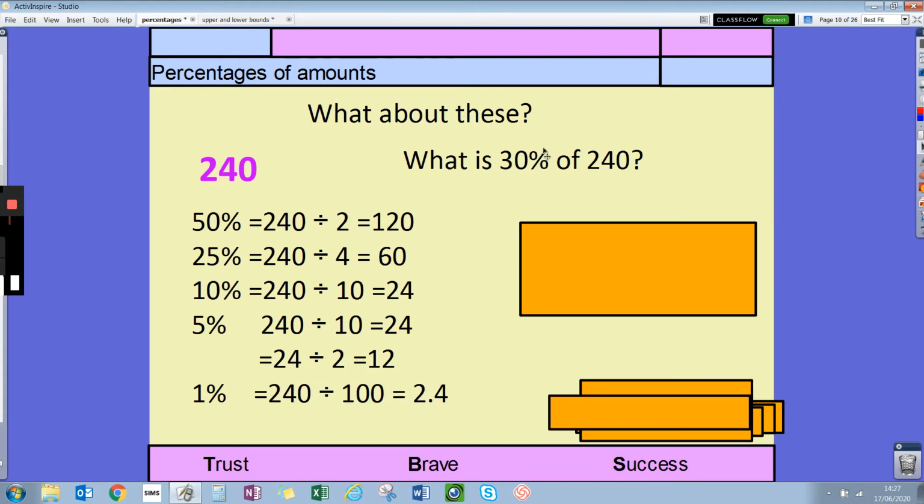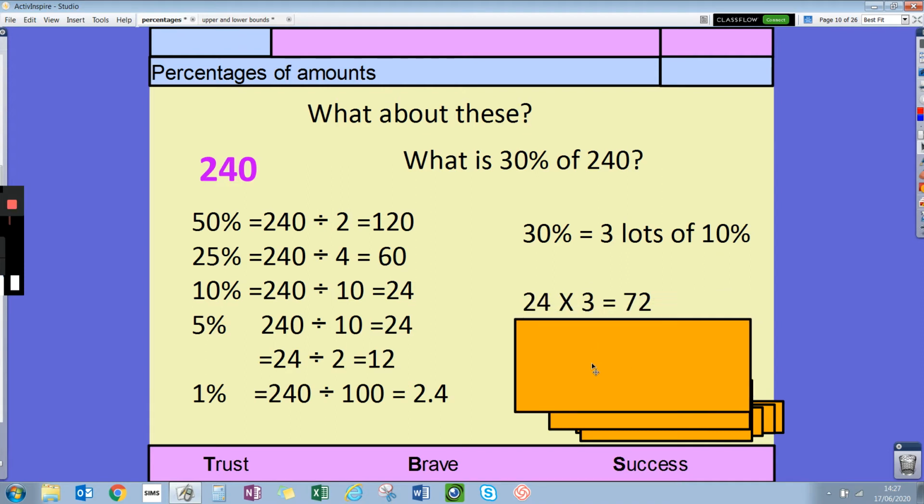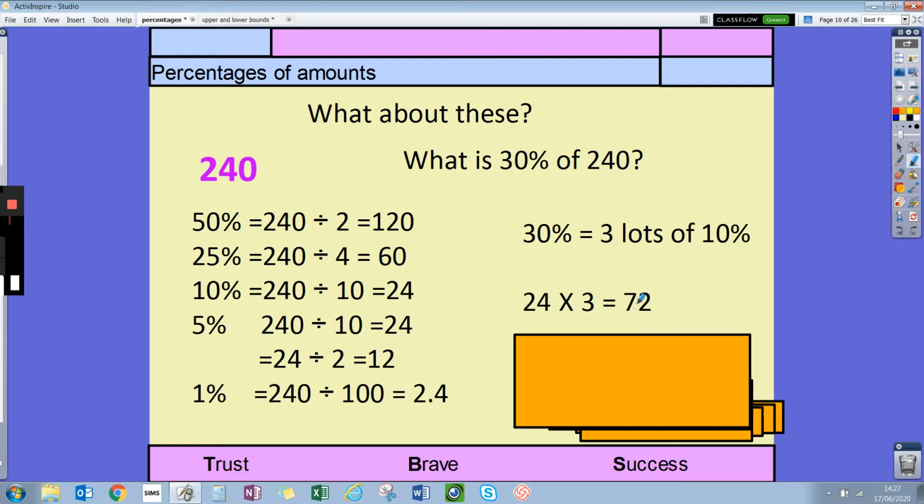What the question's actually asking us for, though, is 30%. So there's a couple of different ways of doing this, but the way I looked at it is, how can we make 30% out of these? So the way I found was to do 3 lots of 10%. Okay, so 1 lot's 24. So 3 lots is 24 times 3, which is 72. So 30% of 24 is 72.